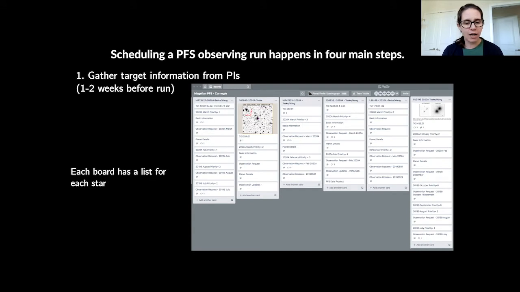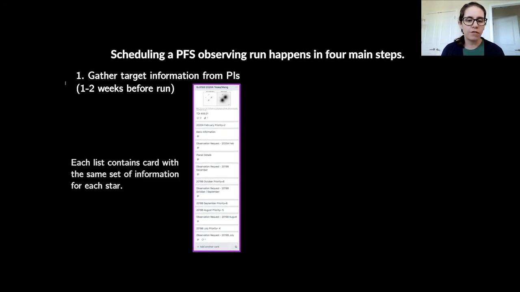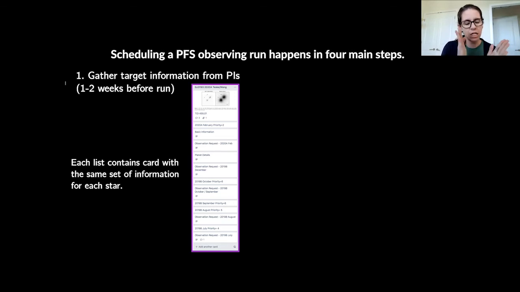Here I'm showing you an example of a board for Carnegie. So these are some of my targets. So I'm fine sharing them. And you can see that each star has a list with several different cards on it. So let's zoom into one of these lists, one of these stars. And I can show you what information we request from the PIs for each of their targets. We provided a template list, which I'll show you in a minute, which then each of the PIs can make copies of to fill in exactly the information that we want for each of their targets.